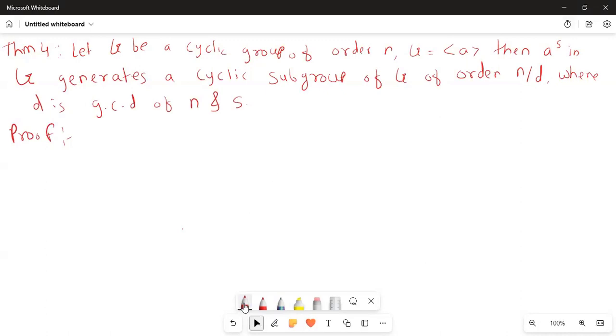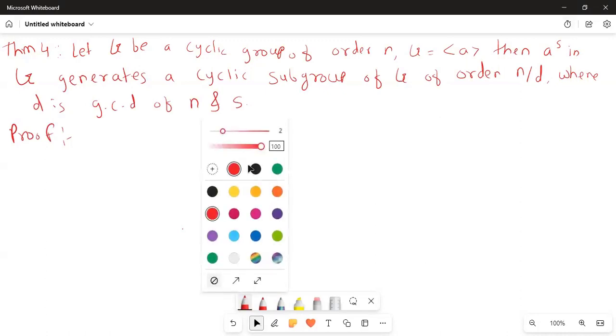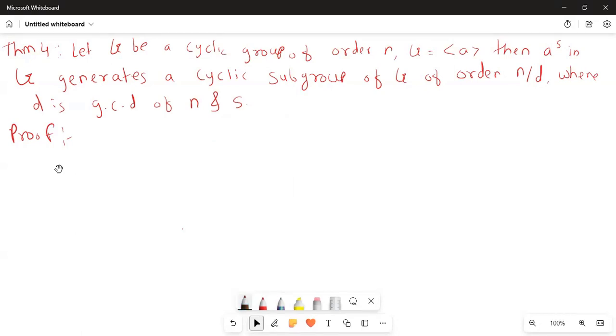Look at the theorem, I will read it once again. Let us first understand what the theorem means, and after that we will prove it. So first, what is given: let G be the cyclic group of order n. That means G is equal to the generator of a. Then a raised to s in G generates a cyclic subgroup of G of order n divides d, where d is the GCD of n and s.